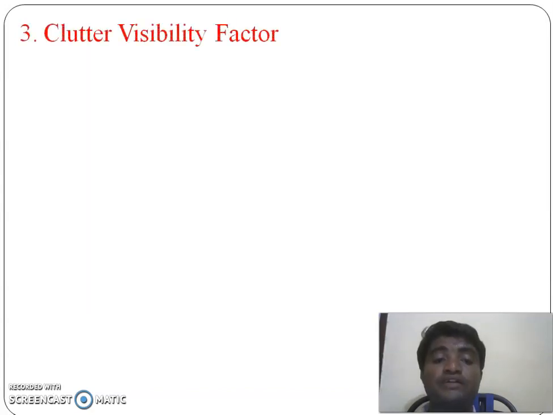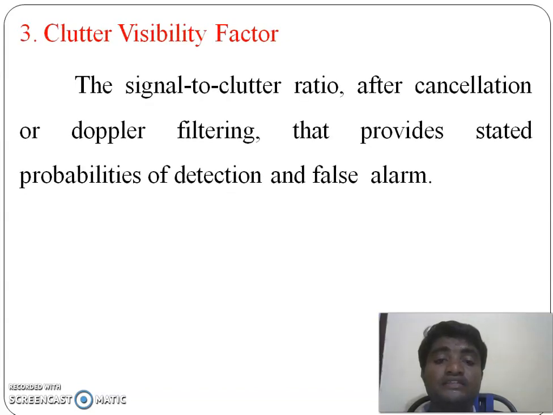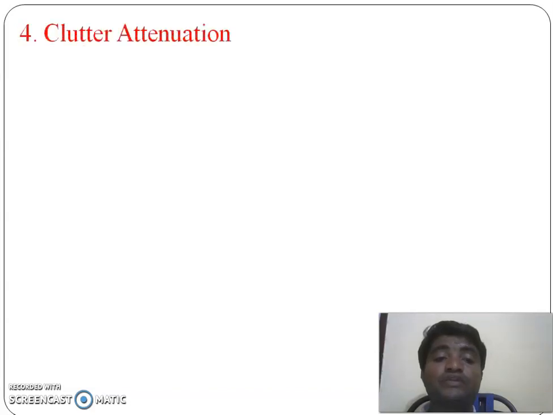And the next parameter is clutter visibility factor. It is the signal to clutter ratio after cancellation or Doppler filtering that provides the stated probability of detection and false alarm. And next, the fourth parameter is clutter attenuation.